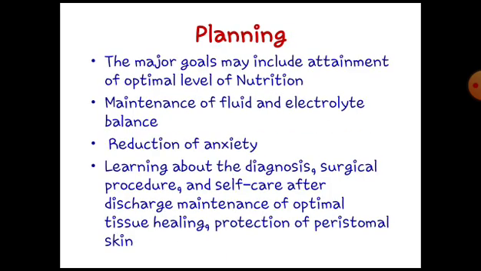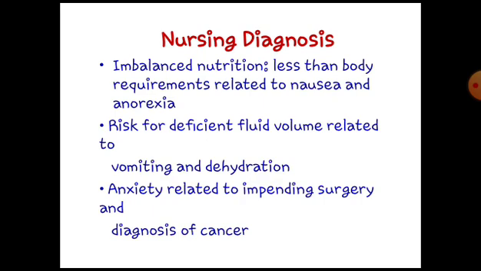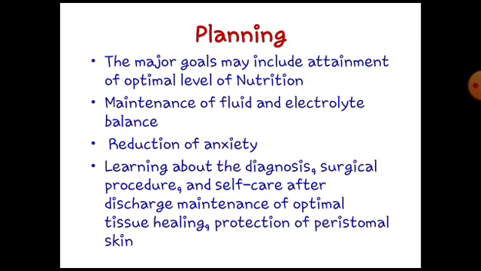Planning: the major goals may include attainment of the optimal level of nutrition, maintenance of fluid and electrolyte balance, reduction of anxiety, learning about the diagnosis, surgical procedures, and self-care after discharge, maintenance of optimal tissue healing, protection of the peristomal skin. So what will happen in the planning? The major goals will be the attainment of nutrition, fluid and electrolyte balance, reduction of anxiety. This planning is basically based on the nursing diagnosis about the patient condition.